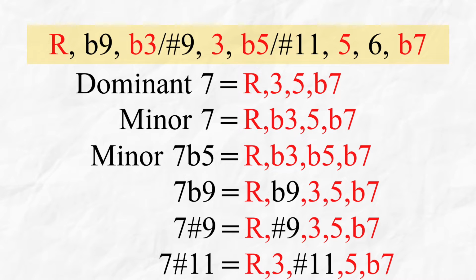Now, in its altered dominant mode, we have a lot more common chords available to us, including a dominant 7 chord, a minor 7 chord, a minor 7 flat 5, a 7 flat 9, a 7 sharp 9, which is our Hendrix chord, a 7 sharp 11, and pretty much any altered tonality.